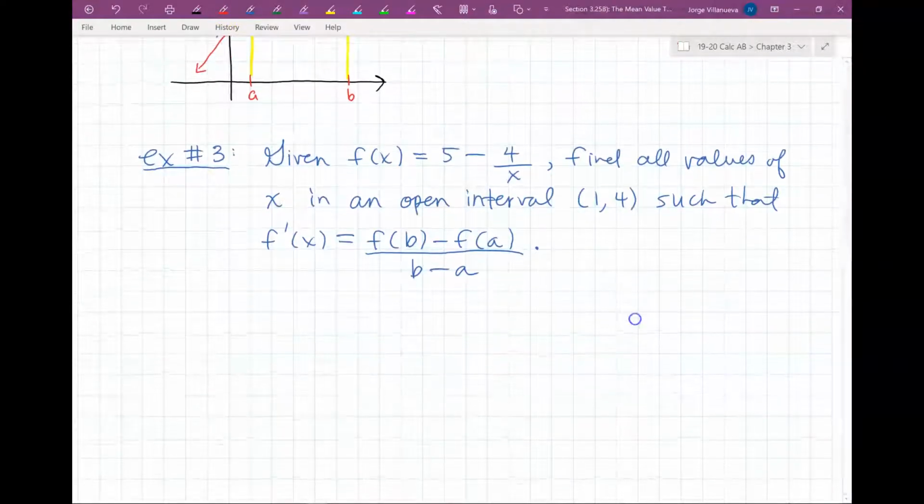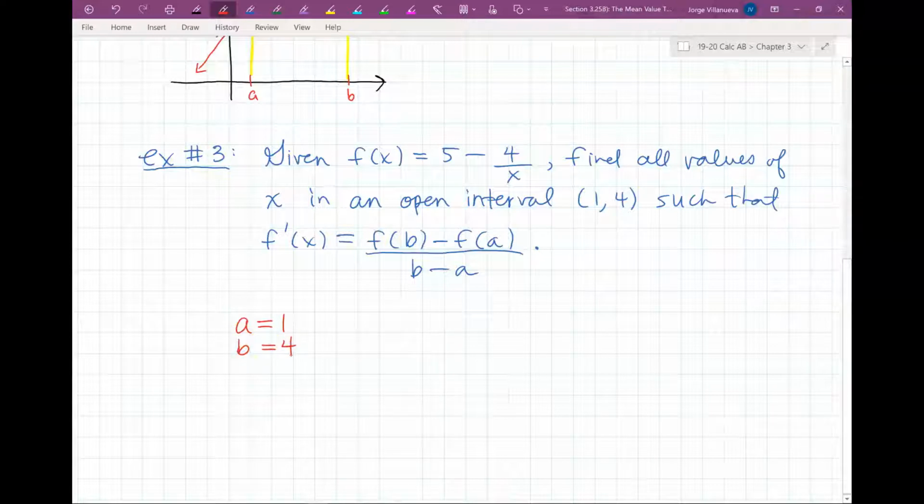So let's do the f of b minus f of a over b minus a. Now you'll notice a is 1 and b is 4. Okay, that's our interval from a to b, right? So f of 4 minus f of 1 over 4 minus 1 is equal to, well, the bottom is 3. That's easy. If I plug a 4 into my function up top, I get 5 minus 4 over 4, so 5 minus 1. That's going to be a 4.